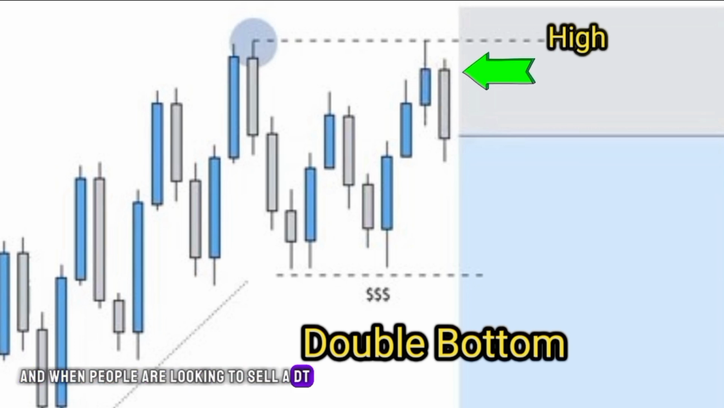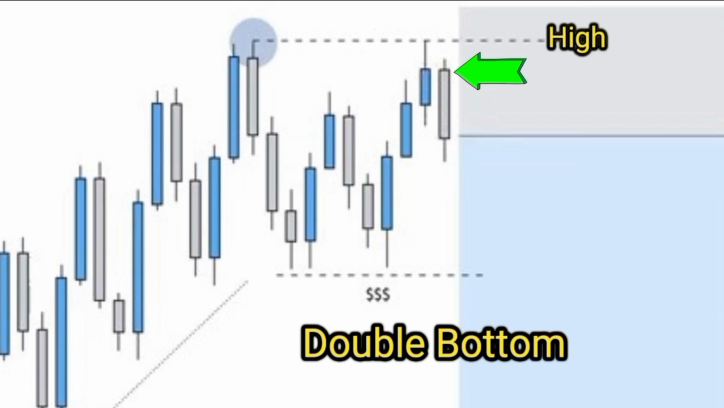And when people are looking to sell at a DT, where are their stop losses going? Well, they are going above the DT. Retail always puts stops above a DT or below a DB, and then expects price to move down. So that is exactly why there is liquidity at these areas. So that basically means that a lot of stop losses are at these areas.